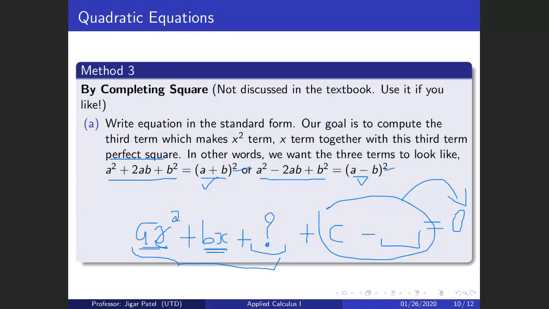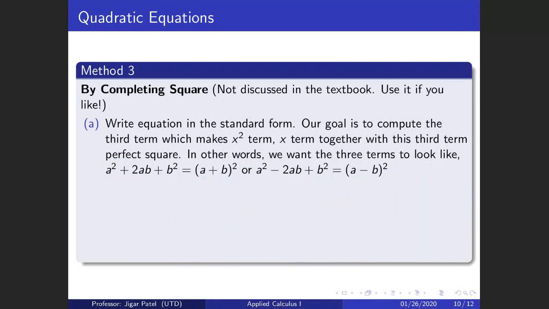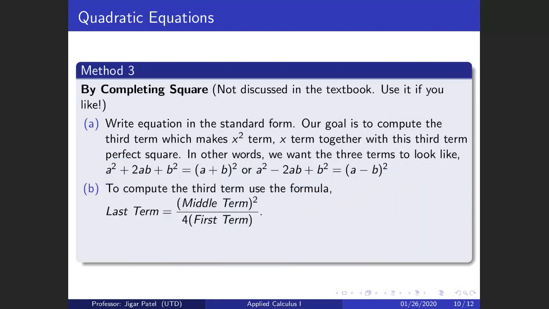The big question that we have is, which term would make the triplet a perfect square? How do we find out that mysterious term? Well, we have a formula to calculate it. This is the formula. The last term is really the middle term squared divided by 4 times the first term. So you square bx, divided by 4 times ax squared. Whatever you get is going to be the third term that makes the triplet a perfect square.